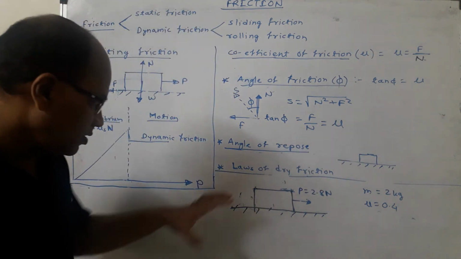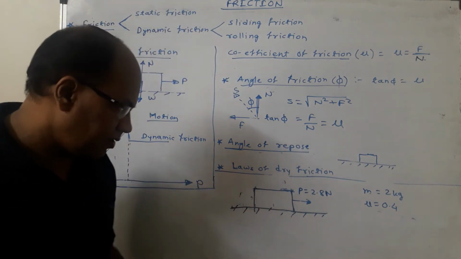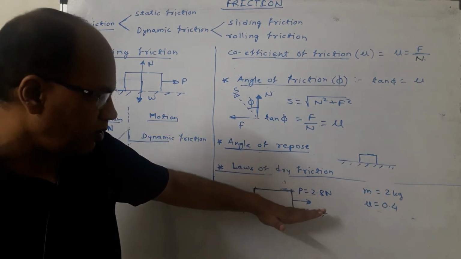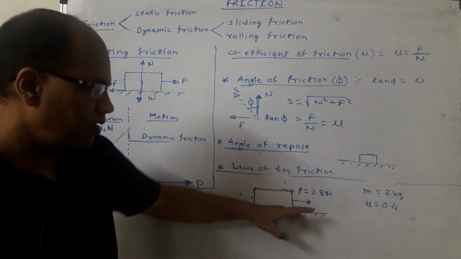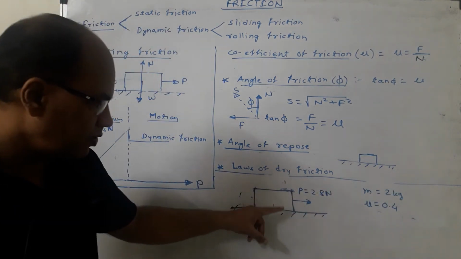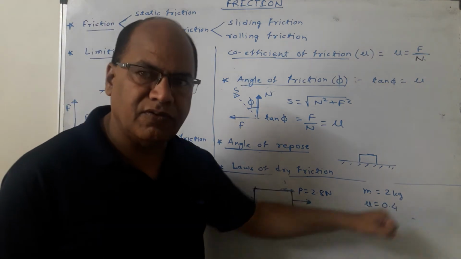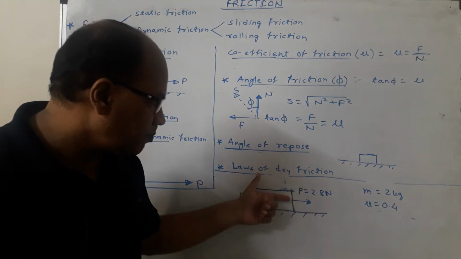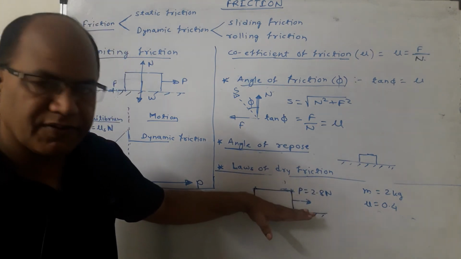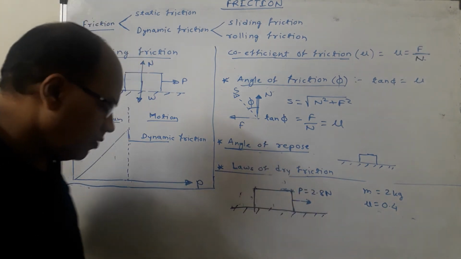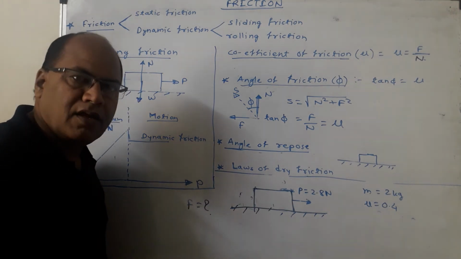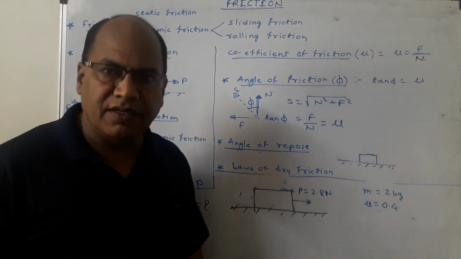Now the question of this type which may appear is like this. Suppose there is a certain body which is kept on a horizontal plane. Let the mass of this body be 2 kg. The coefficient of friction between these two surfaces, let it be 0.4, and let a force P equal to 2.8 Newton be applied parallel to this surface. And the question is, what is the frictional force over here? So frictional force is to be obtained.